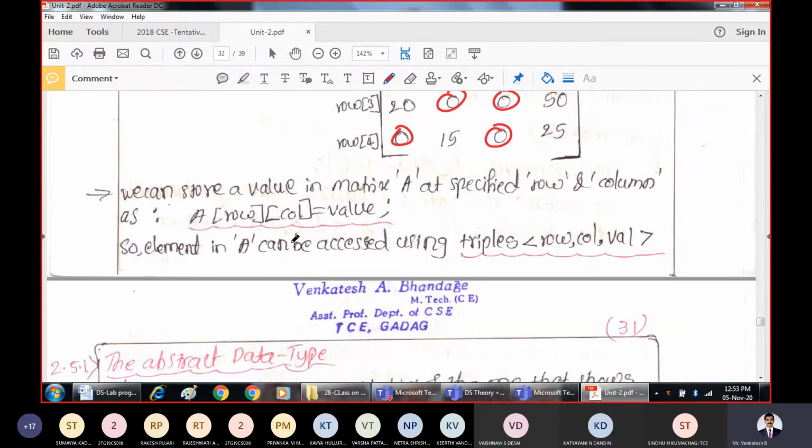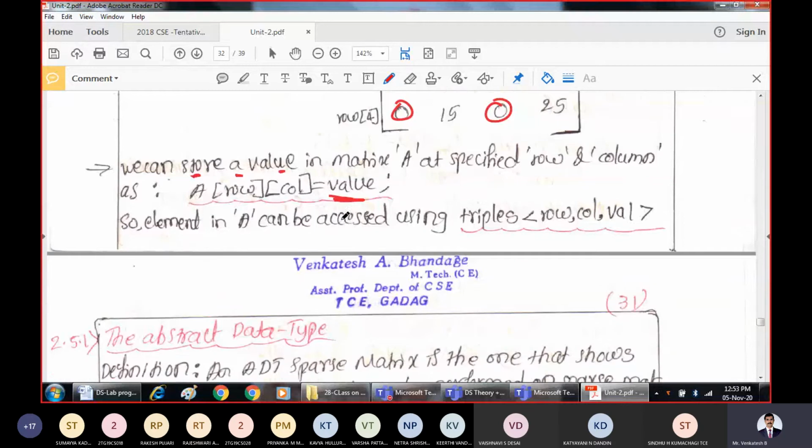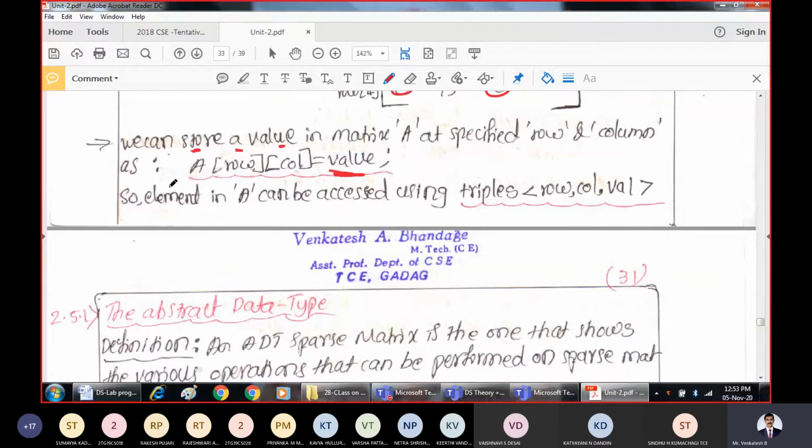So how is the value represented? Array values: row index, column index, and the actual value. That is how we represent. The elements of the sparse matrix are accessed or represented by using triples. It is also called triplet representation. What is that? What is its row value? What is its column value? And what is its actual value? Those are the three things.